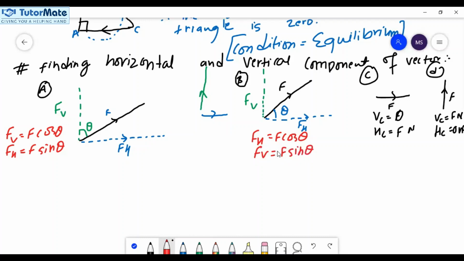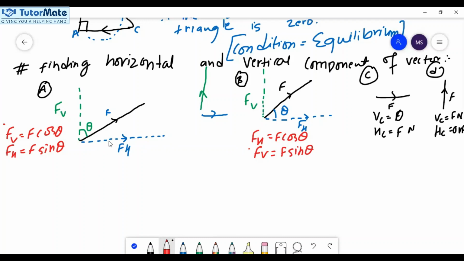But we might wonder how we got cos theta or sine theta over here in case A. Similarly, in case B, it is different. See, FV has F cos theta in case A, but in case B, FV has F sine theta. So we might get confused. For this, we need a derivation.